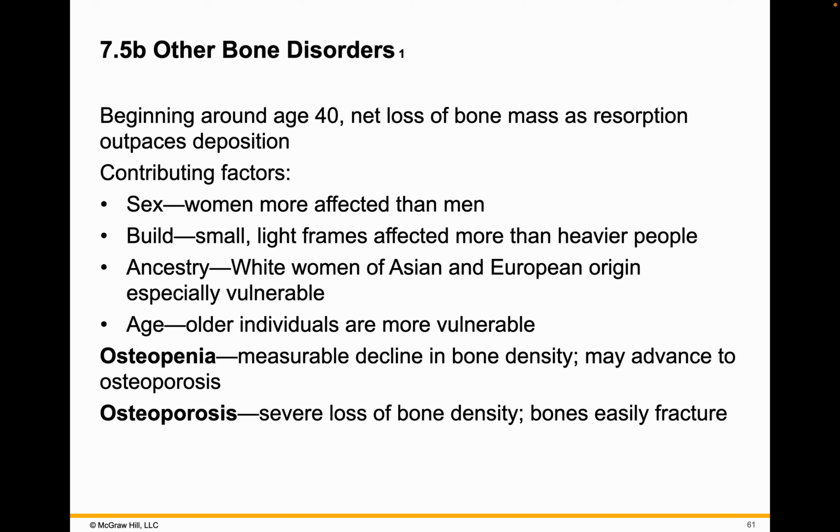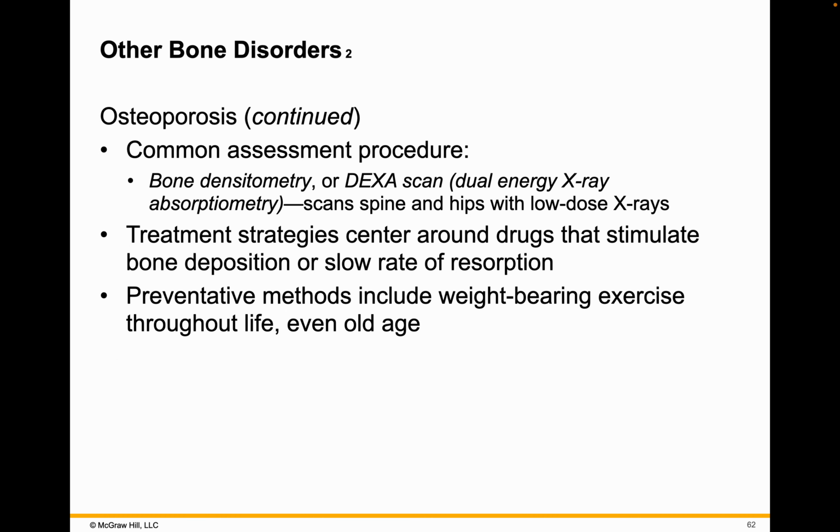Beginning about age 40, net loss of bone mass occurs as reabsorption outpaces deposition. Contributing factors for that are your sex, your build, your ancestry, and your age. Women tend to be more affected than men. Small, light frames tend to be affected more than heavier frames. Osteopenia is a measurable decline in bone density, which may advance to osteoporosis. Osteoporosis is a severe loss of bone density in which the bones are easily fractured. Osteoporosis is commonly assessed by a bone densitometry or DEXA scan.